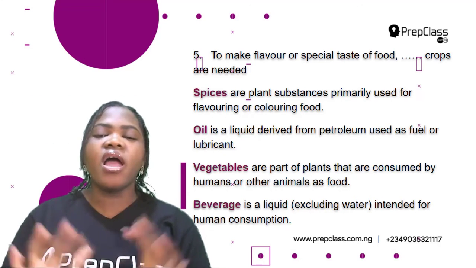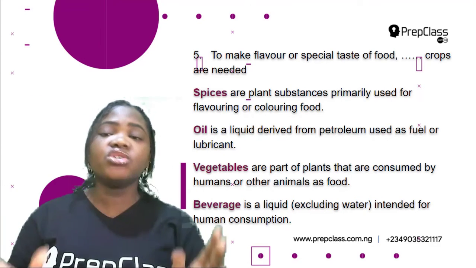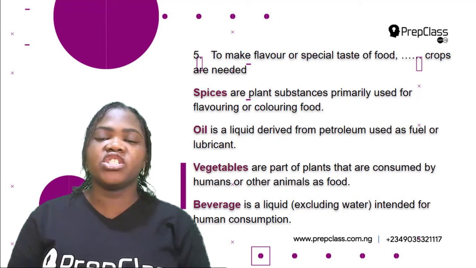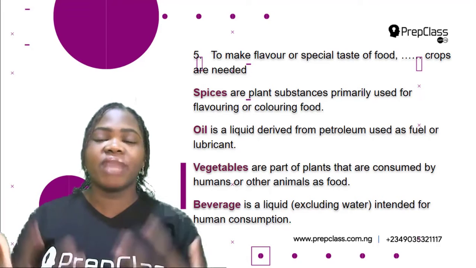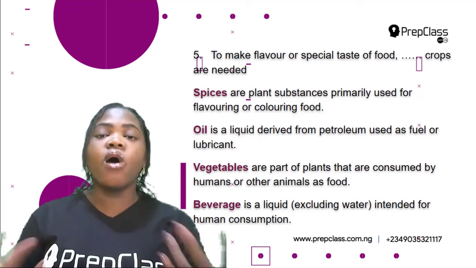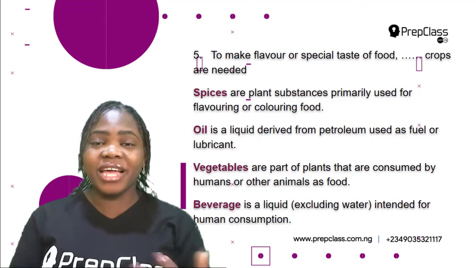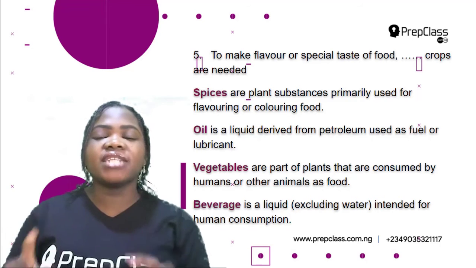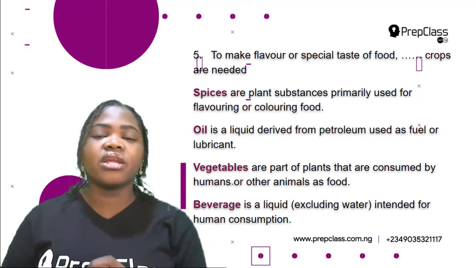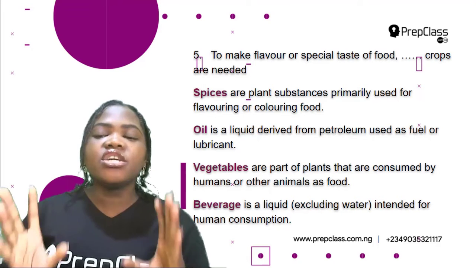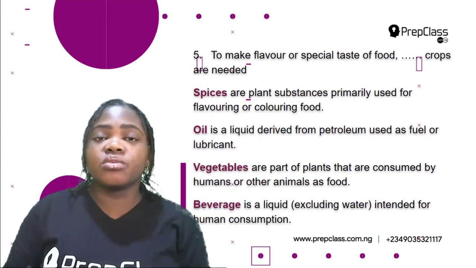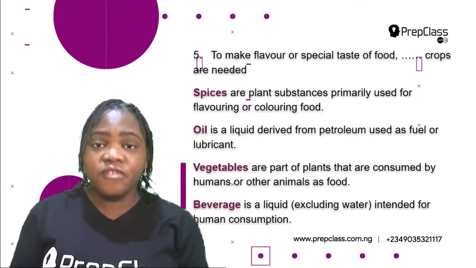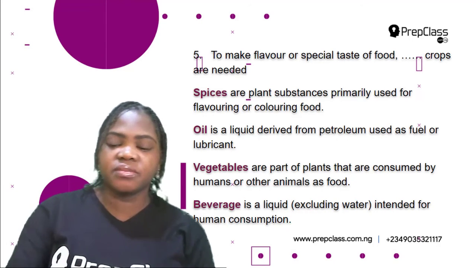Now, what about oil? Oil is a liquid derived from petroleum used as fuel or lubricant. I'm sure all of you know this. Okay, what about vegetables? Vegetables are parts of plants that are consumed by humans or other animals as food. So there are different kinds of vegetables that we eat as food. Beverage is a liquid excluding water intended for human consumption. So all the liquids that are used for human consumption except water are called beverages. Examples are tea and coffee.